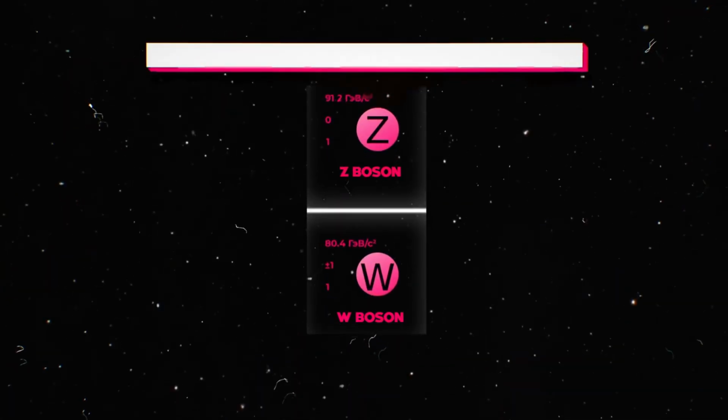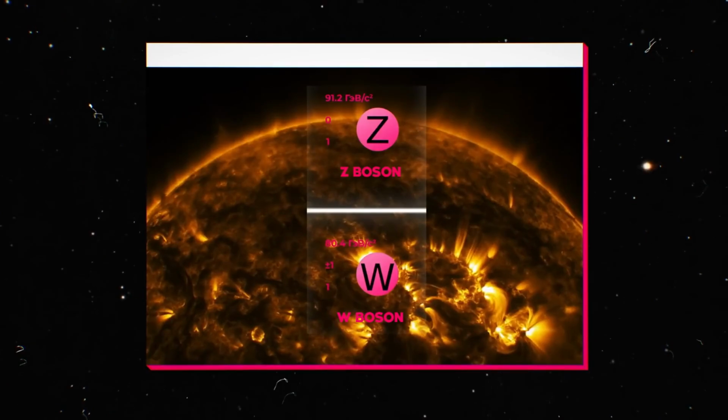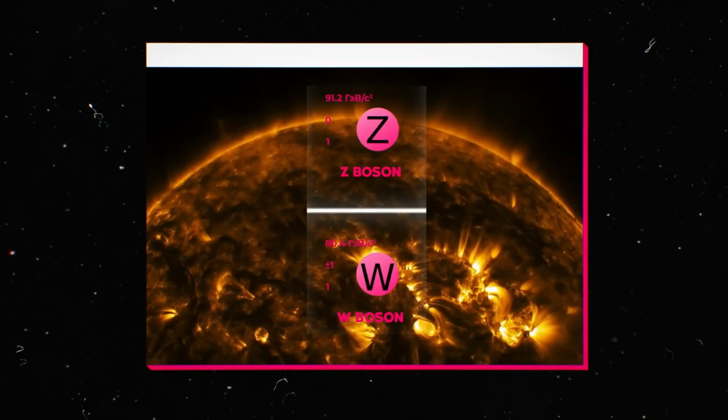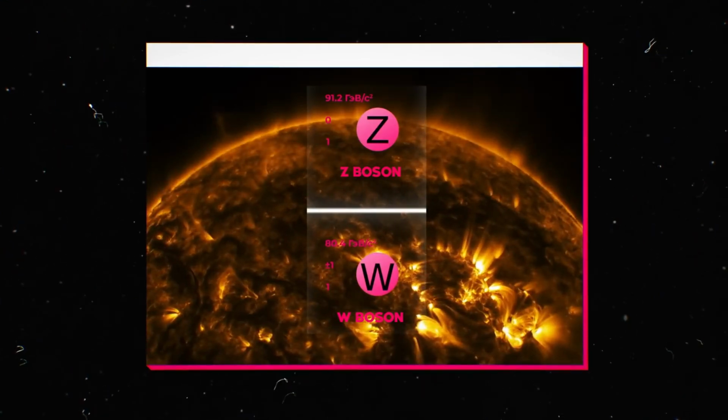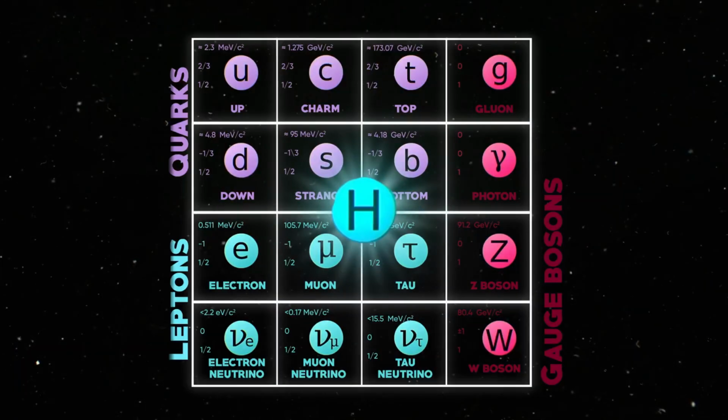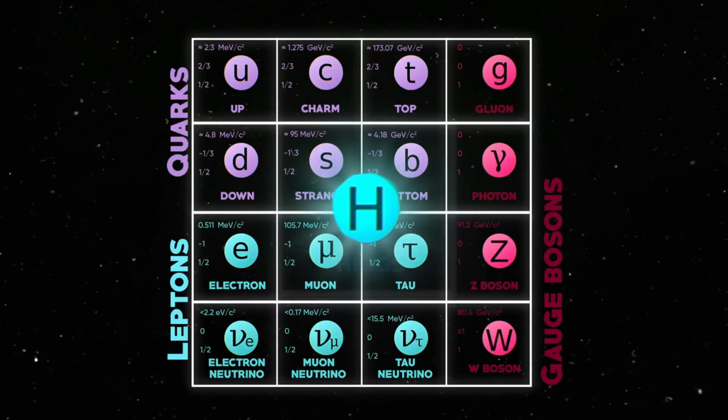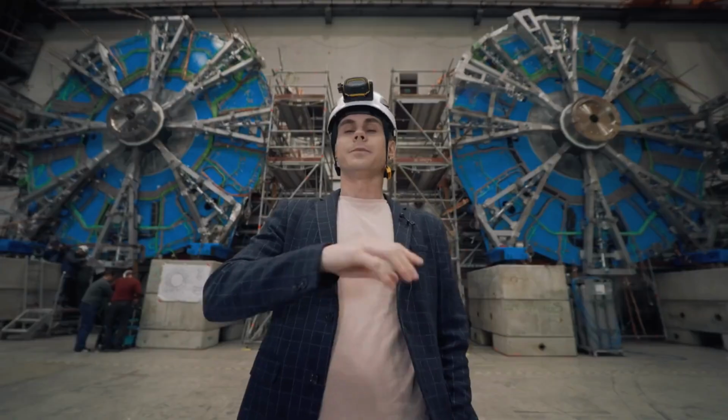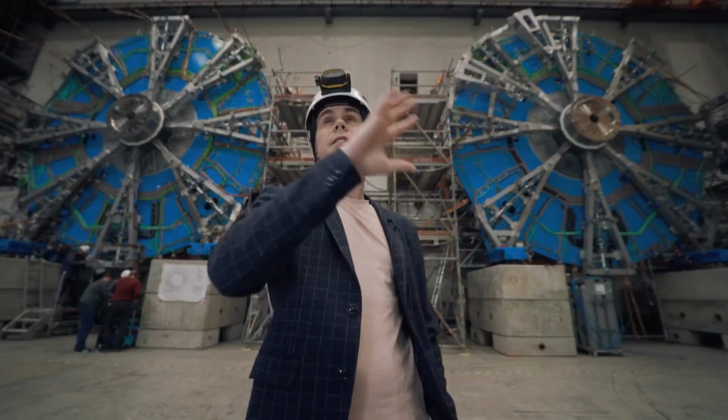W boson and Z boson mediate the weak nuclear force. They're responsible for radioactive decay and thermonuclear reactions, for example in the center of the sun. And here's the particle that bonds everything else together, the Higgs boson. One particle to rule the others.